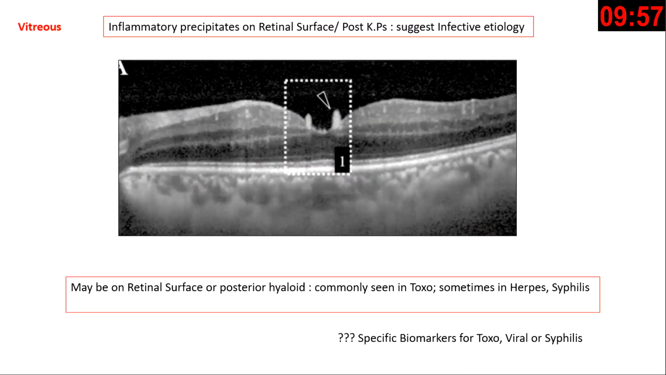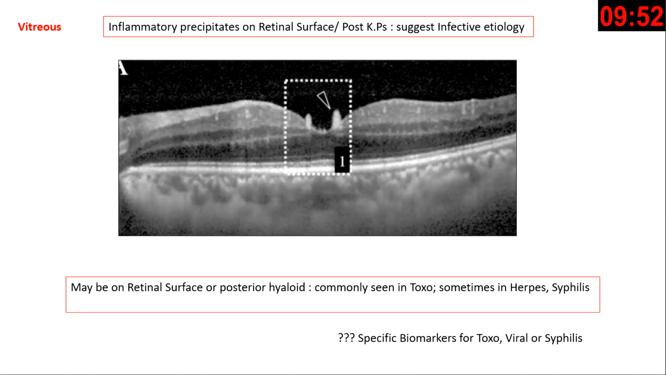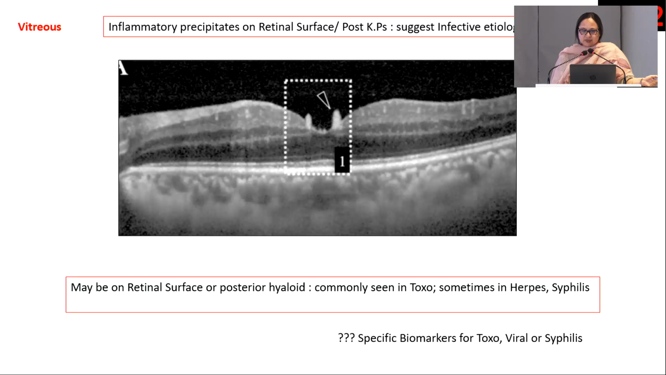The topic that I shall be talking about is what are the imaging biomarkers which could give you a clue, once you have done imaging, that what you are dealing with could possibly be an infective pathology. So let's start with the vitreous. As this arrowhead indicates, you could have inflammatory precipitates sitting on the surface of the retina. If you have these deposits, think of infection as a possible cause.